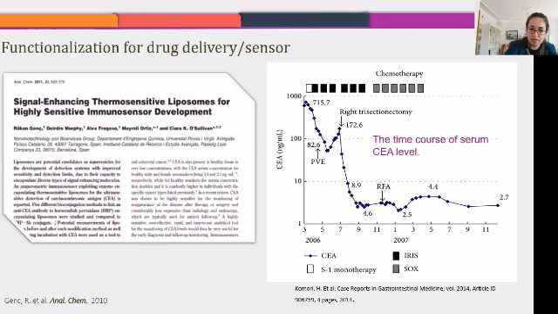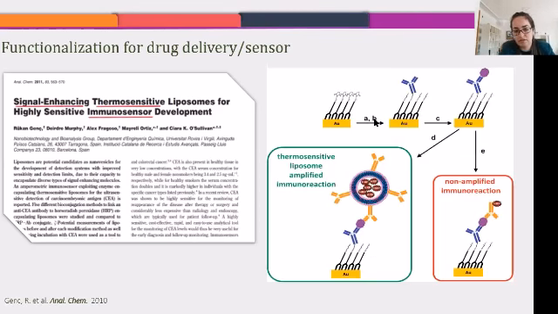What do I mean by the signal? This is a traditional immunosensor. In this traditional immunosensor, you have an antibody on the surface, which is attractive to the analyte. There is an affinity to this antigen, and the antigen can bind to the antibody.